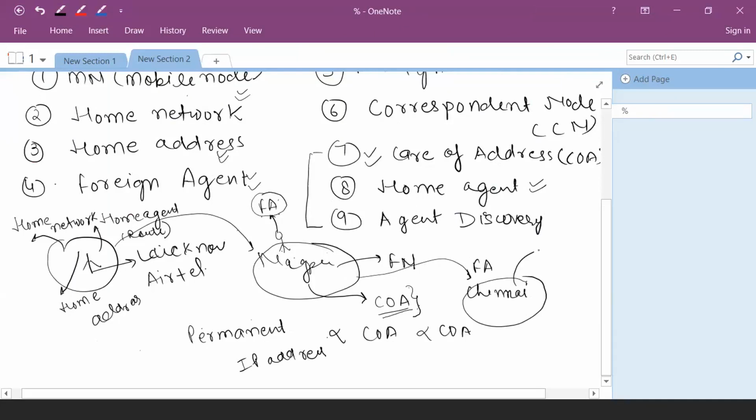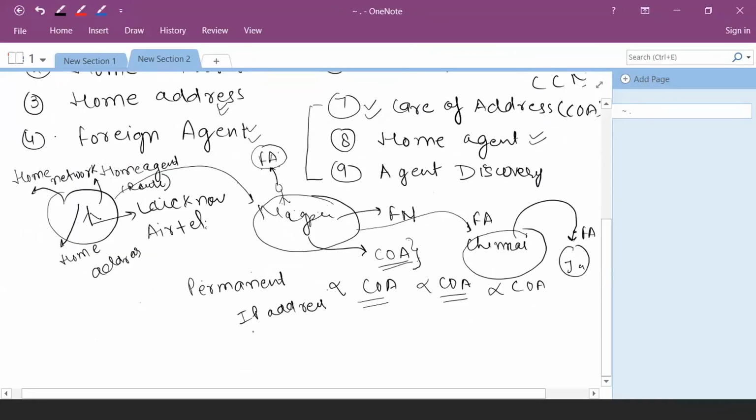If suppose again my location is changed to Jammu, then again my care of address will change, and that is provided by the foreign agent inside Jammu. So that is the procedure. And once I leave the care of address which is bound to my previous location, when I get back home, my home address, that is the IP address, will again be provided to me because it is fixed for me. It does not change.